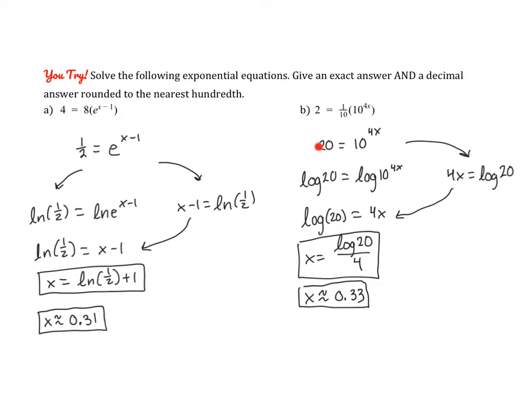Or take this exponential equation and rewrite it as a logarithmic equation, which you get the same exact thing. So this is our exact answer, the log of 20 divided by 4, and here is our decimal approximation. Again, make sure you're doing the log of 20 and then closing the parentheses before you divide that by 4.